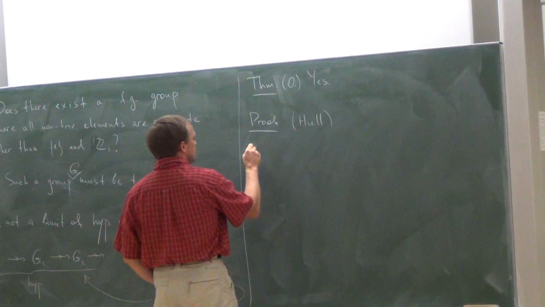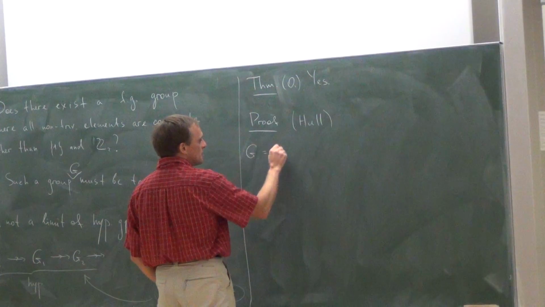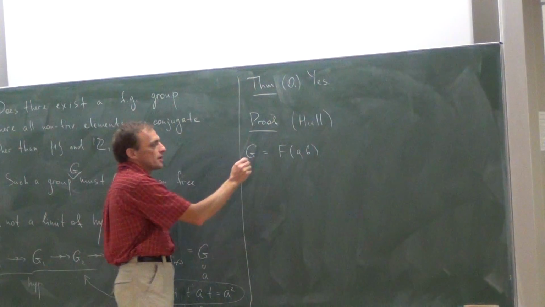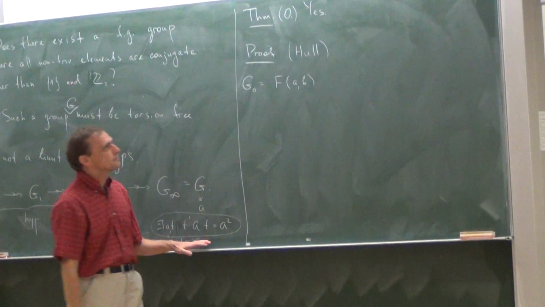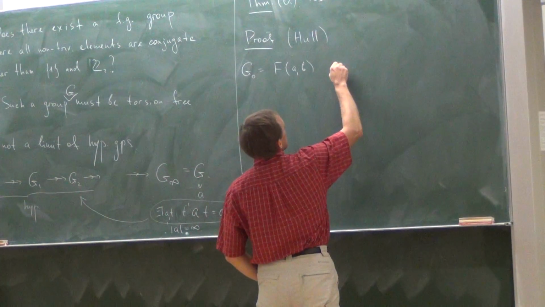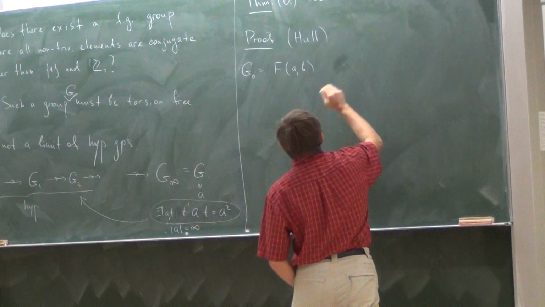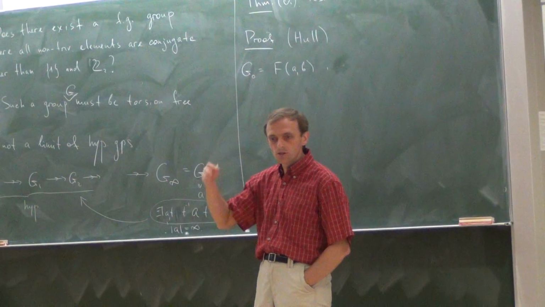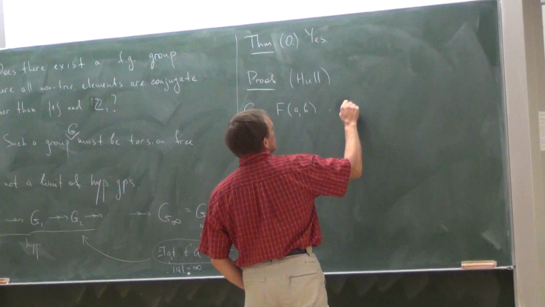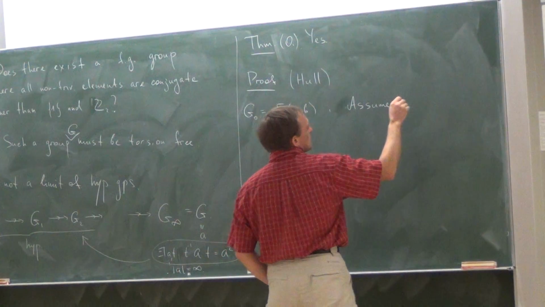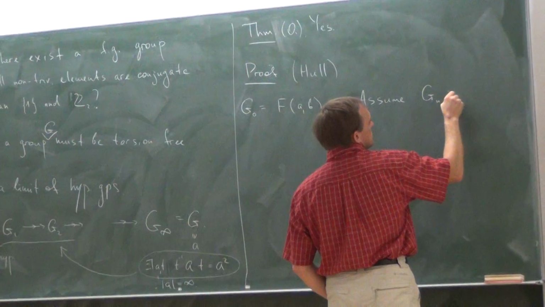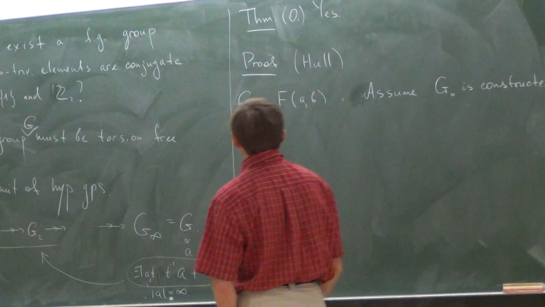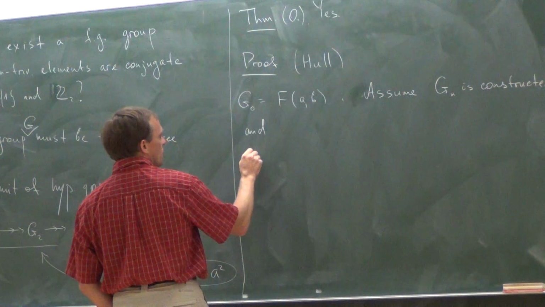So let's take G to be the free group on two generators. And that's my group G0. Now this is, of course, acylindrically hyperbolic, right? And then I construct a sequence of groups and homomorphisms like this by induction. So my inductive assumption is: assume that Gn is constructed already for some n and satisfies the following conditions.